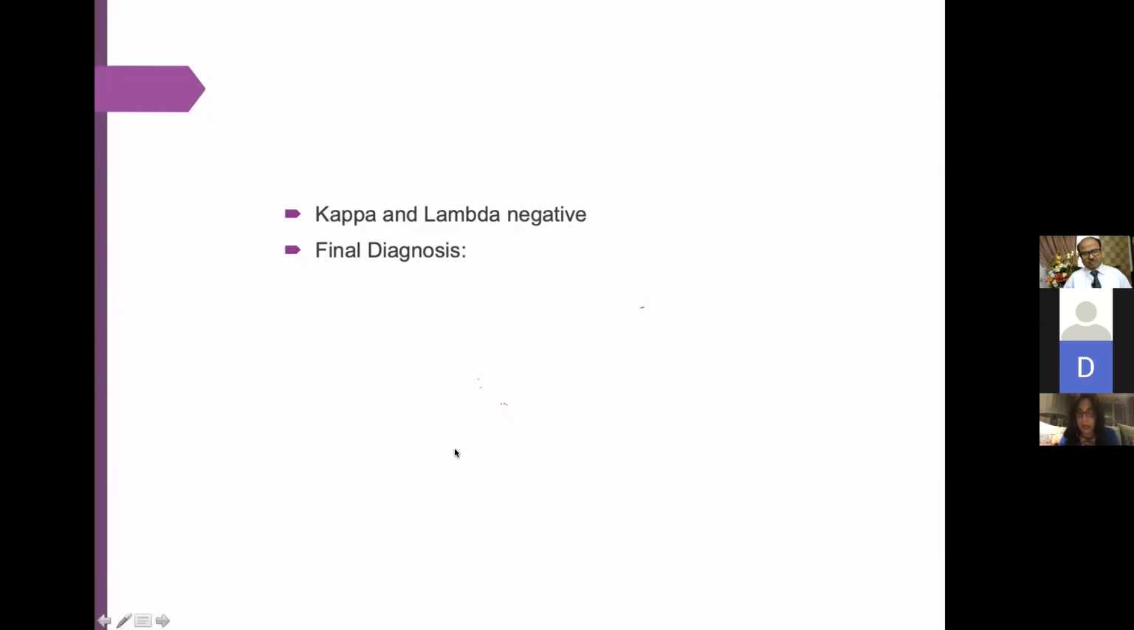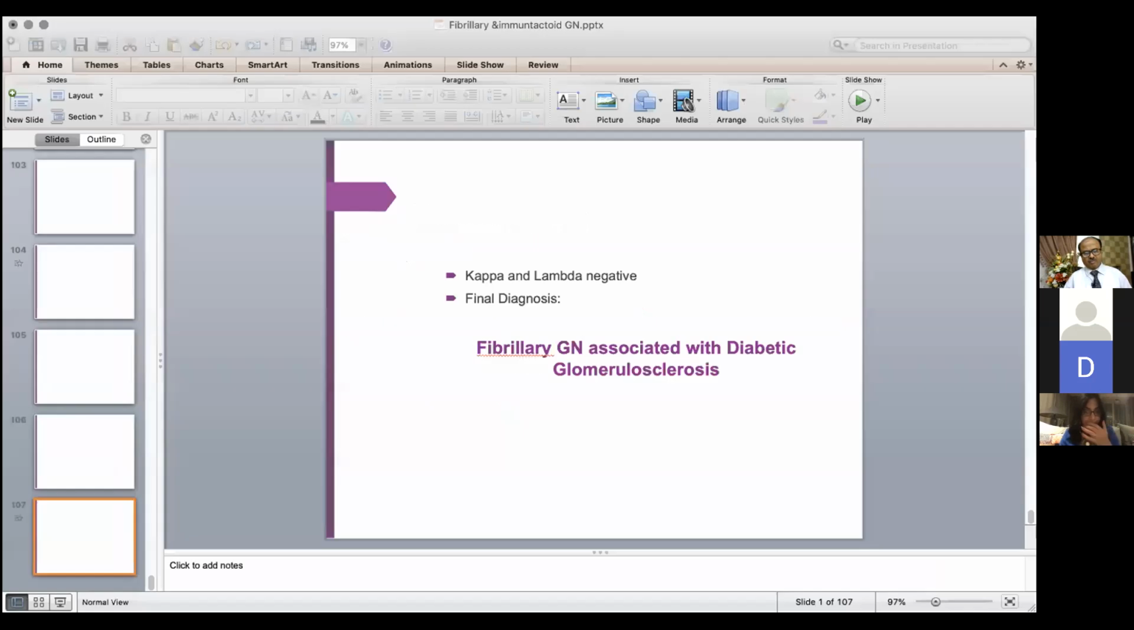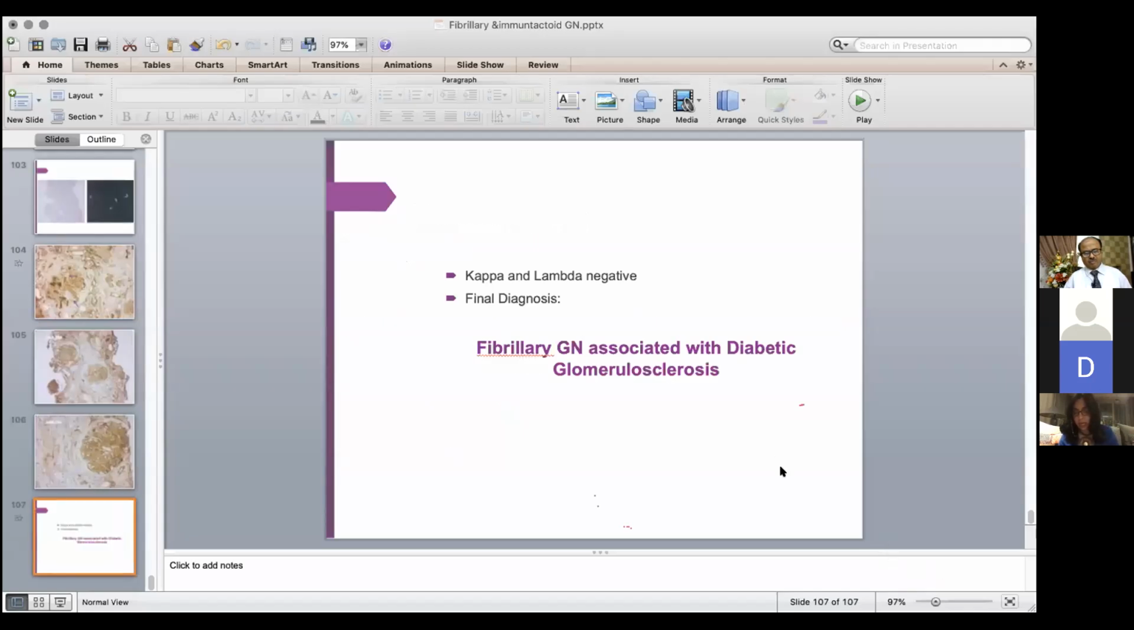His kappa and lambda were negative, I mean not significant, they were both equally positive. And so his final diagnosis was a fibrillary GN associated with diabetic glomerulosclerosis. So you don't only get fibrillary GN on its own, you can get it as I've mentioned in association with other diseases, as well as, of course, as you all know, that diabetes can be associated with anything else.